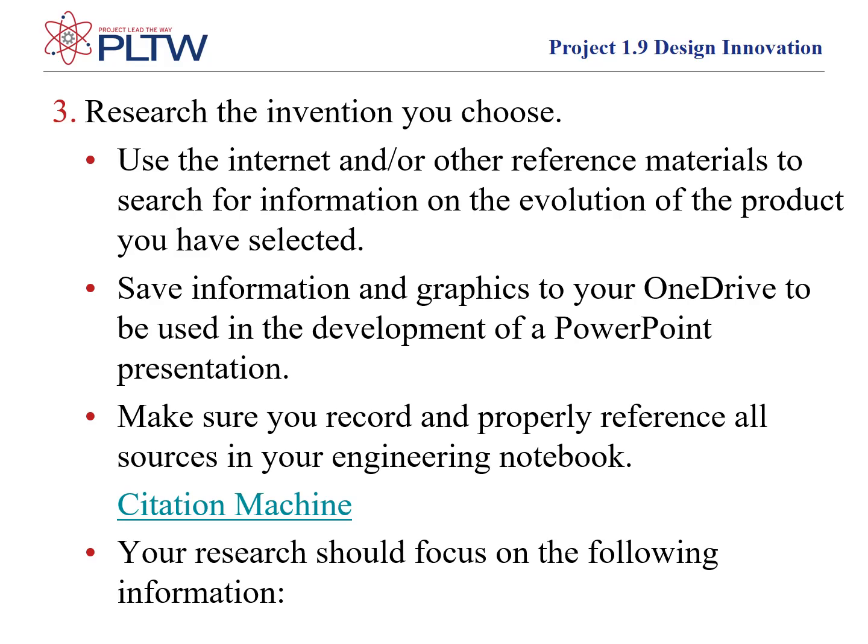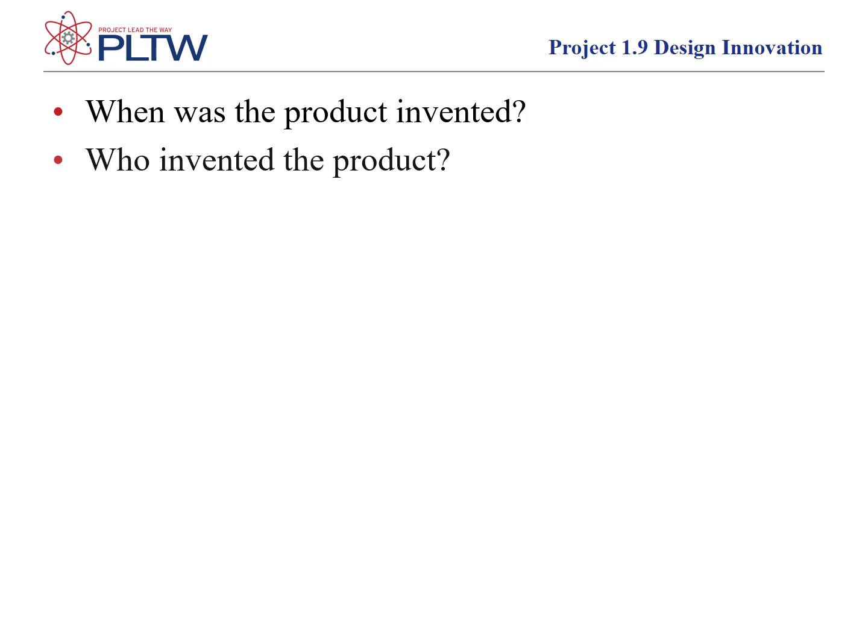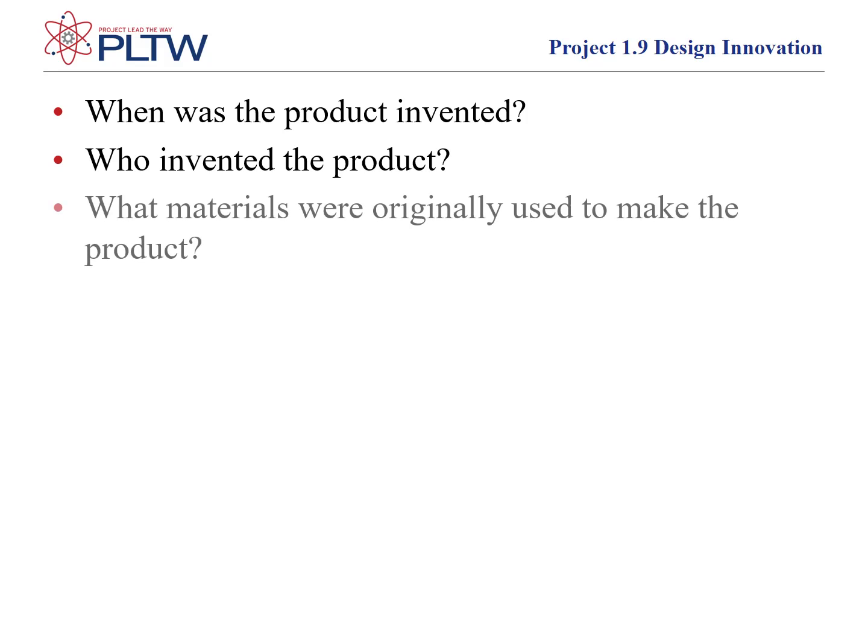Your research should focus on the following information. When was the product invented? You may not get a specific date. Maybe you get a year. You may even get just an era, but try to find the information that you can. Who invented the product? You may get a specific name. Sometimes it could be a group of names and maybe even a company.